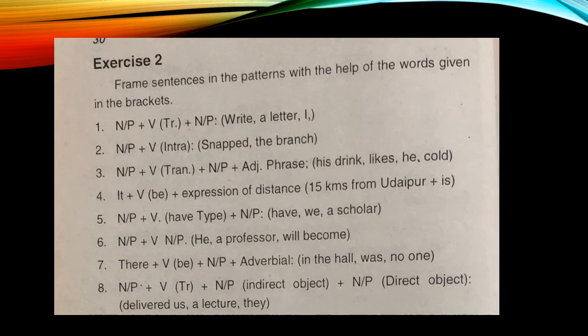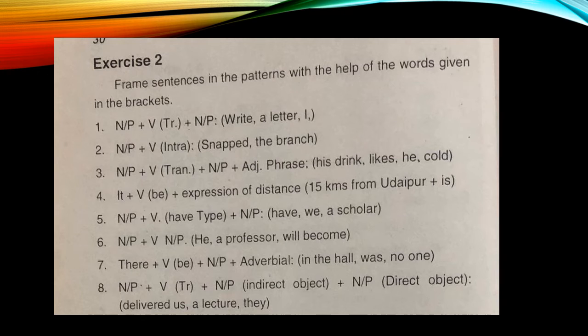Now the next has a little variation. We have it plus verb, which is V type, and then there is an expression of distance, that is an adverbial. So the words given in the bracket are 15 kilometers from Udaipur, and the verb be type is. So the sentence that would be formed will be: it is 15 kilometers from Udaipur. So the sentence pattern here would be it plus the verb plus A, that is, the expression of distance is the adverbial.